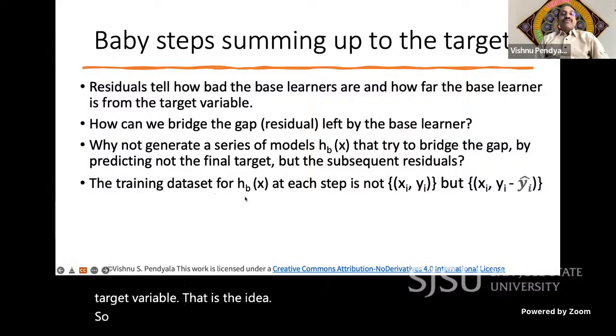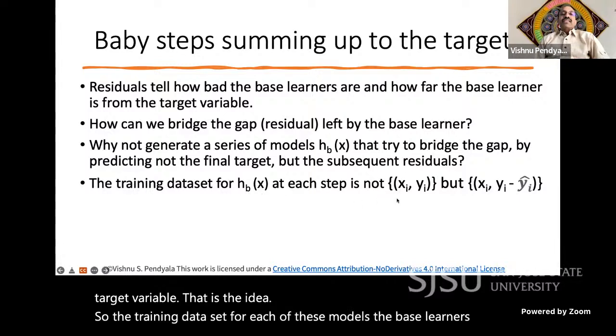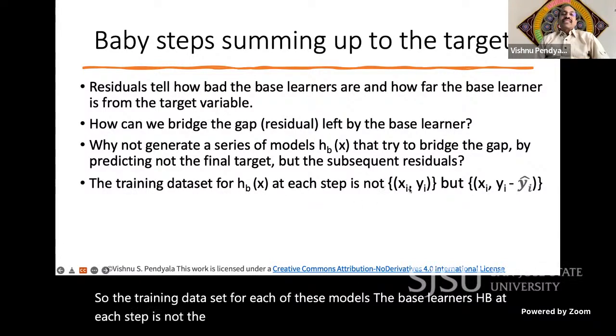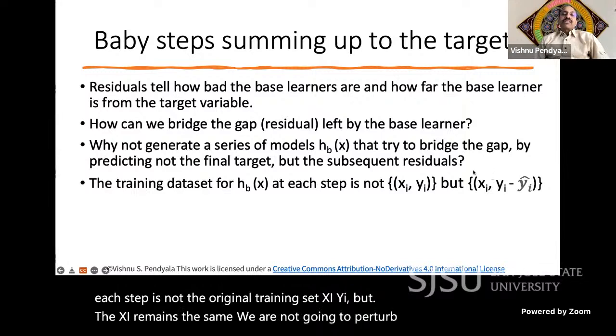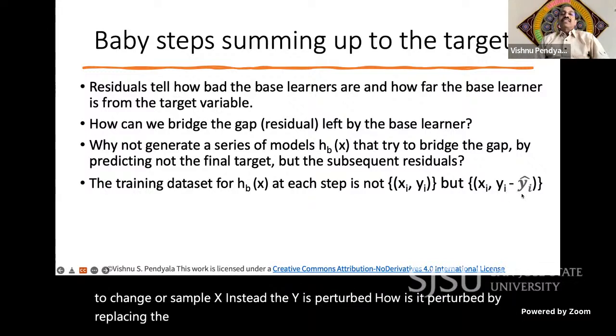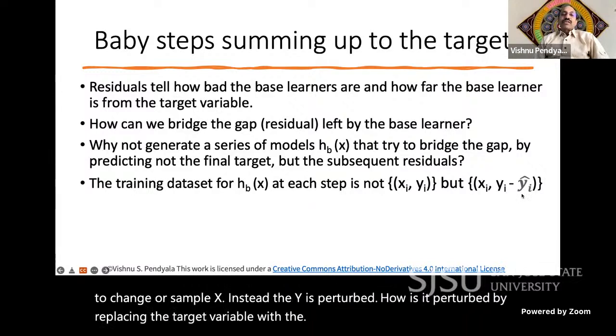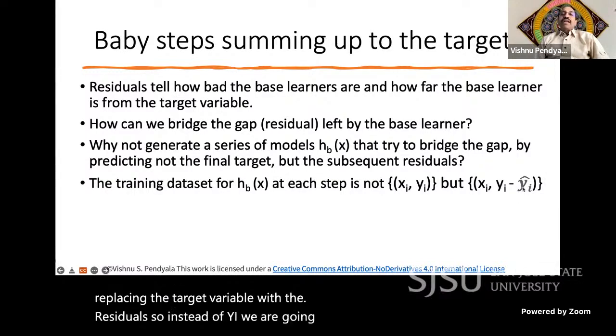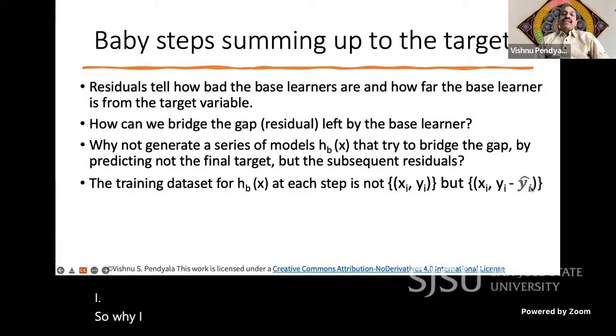So the training data set for each of these models, the base learners, h_b, at each step, is not the original training set (x_i, y_i). The x_i remains the same. We are not going to perturb X. We are not going to change or sample X. Instead, the Y is perturbed. How is it perturbed? By replacing the target variable with the residuals. So instead of y_i, we are going to have, for each row i, y_i minus y-hat_i, which is what we get in the last column of the data set, right?